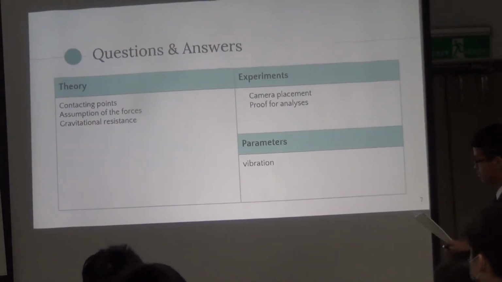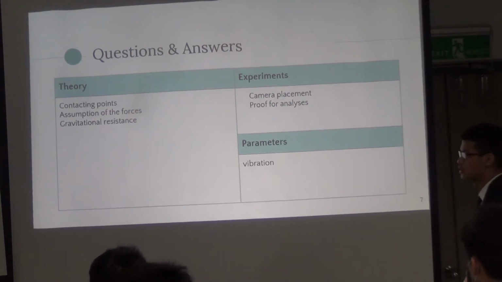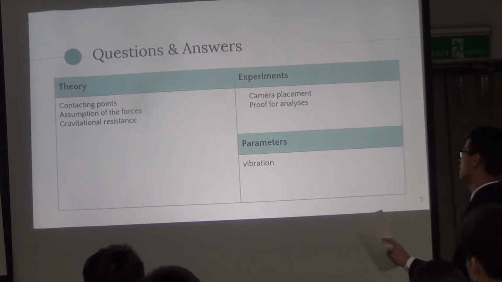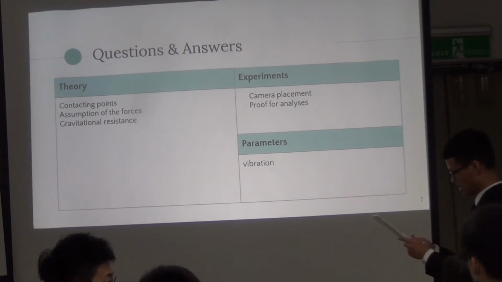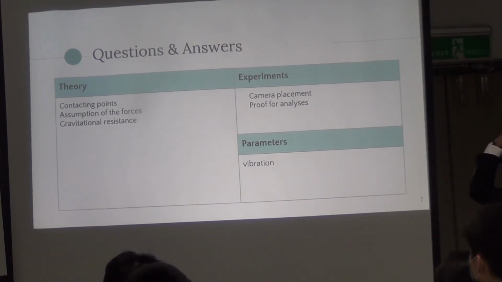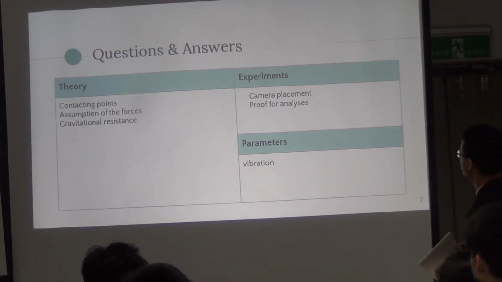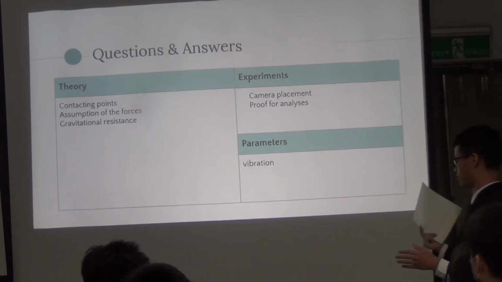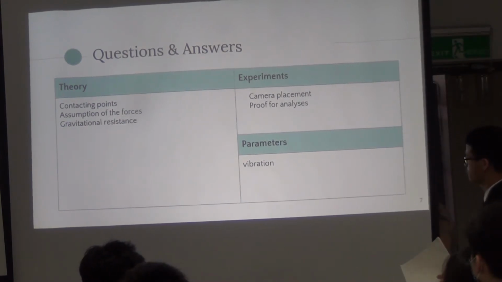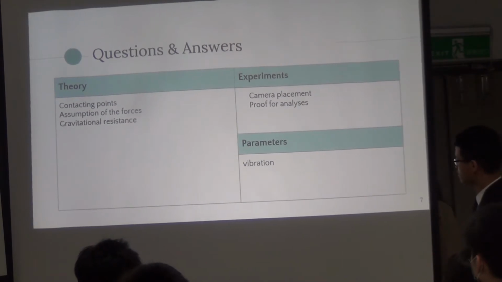And now there are some points that I want to discuss for the next few minutes. First is about the contact points and the assumptions of the forces, and about the gravitational resistance they mentioned in the TYPT, and about the experimental placement and how they measure the data, and the proof for their analysis. And another parameter I think they need to consider is the vibration of the rod. Now I would like to start the discussion.